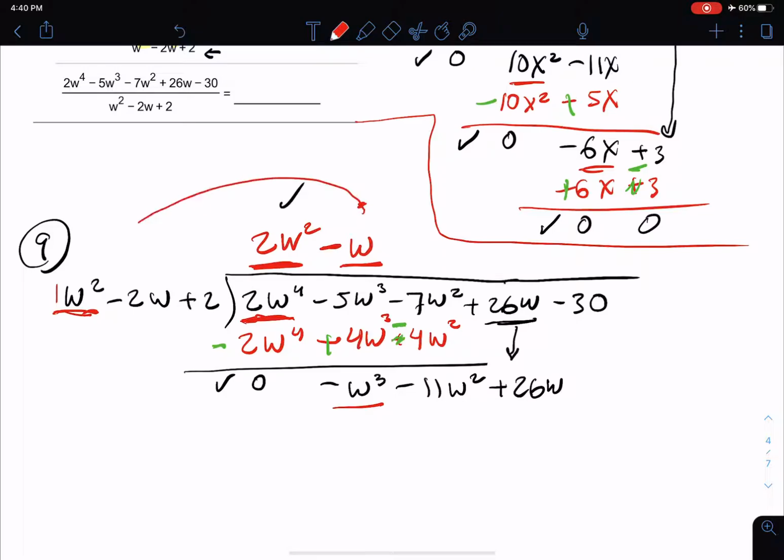Negative w times w squared is negative w cubed. Perfect, we matched it. And negative w times a negative 2w, negative times a negative is positive 2w squared. And negative w times 2 is negative 2w.